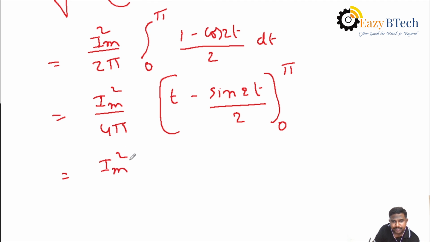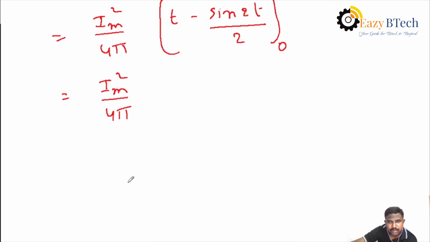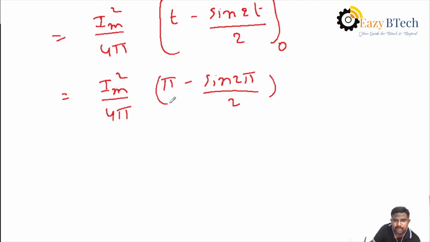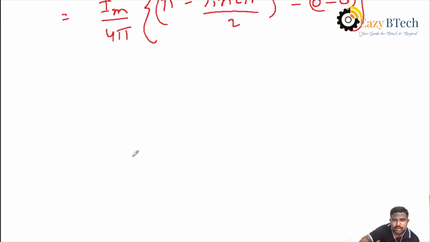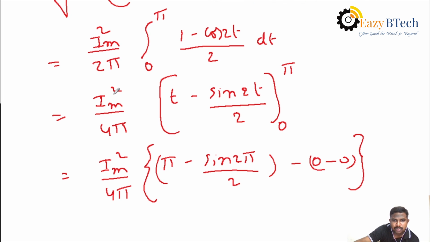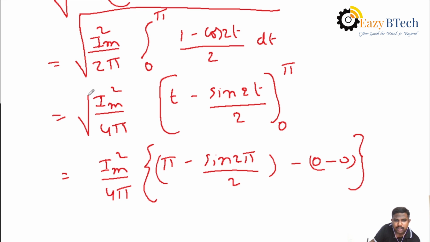That is Im square by 4 pi, pi minus sin 2 pi by 2. That is the first value. The second is 0 minus sin 0, also 0. This is the second limit value. Then sin 2 pi is also 0. We know that, already I have told you: don't forget to write down the square root in every step.